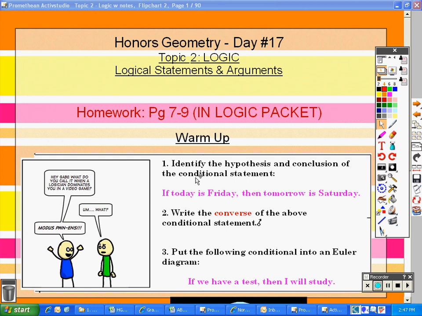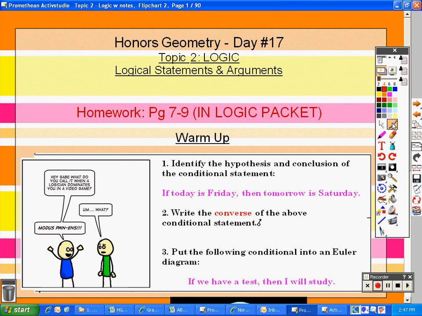Alright guys, today we are going to work for the first time in our logic packet, and we're going to start looking at symbolic logic. You should all have received a packet. The packet is very big. You will be getting exactly one packet from me, so please don't lose it. It's very important that you keep it.